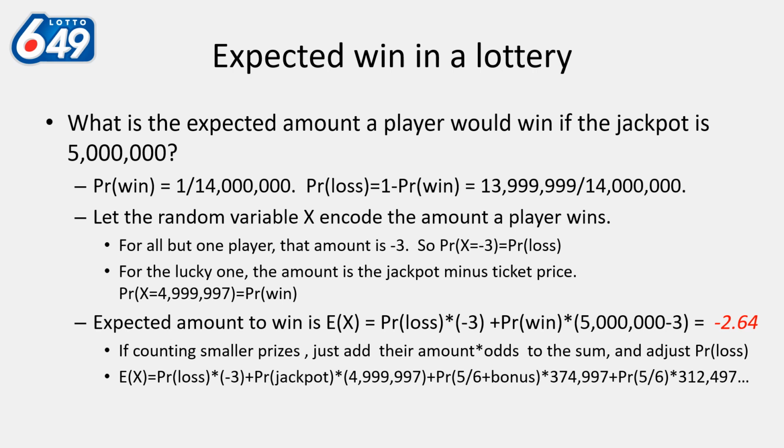So what is the random variable that we are using? The random variable that encodes the amount that the average player ends up with after playing this lottery. Can be negative, will be negative. So for all except for the winner, after playing the lottery, they are minus $3. For the lucky one, it is the jackpot amount minus the $3. So on average, in expectation, if you plug in the number, an average player is going to lose $2.64 from playing the lottery.